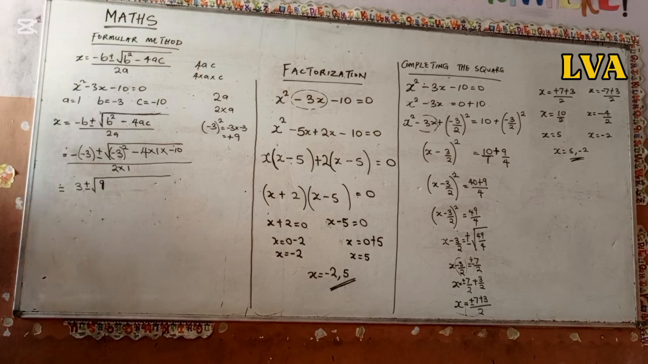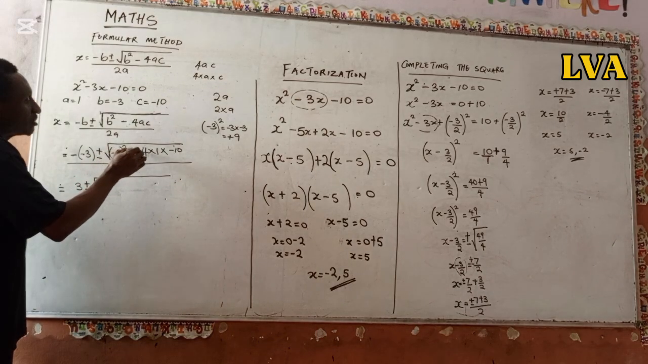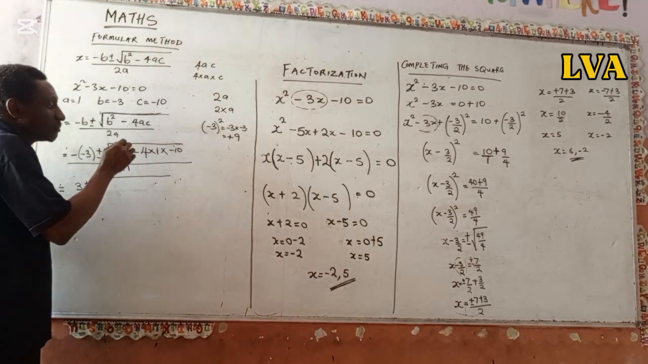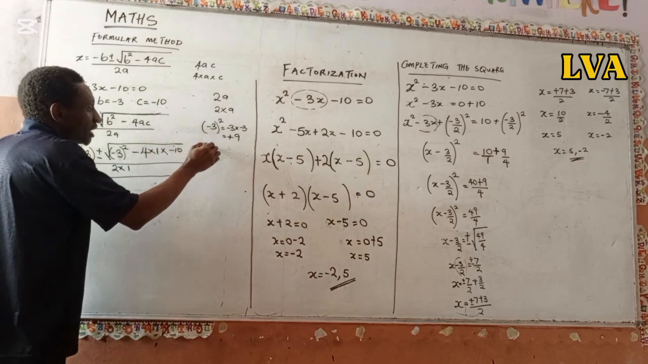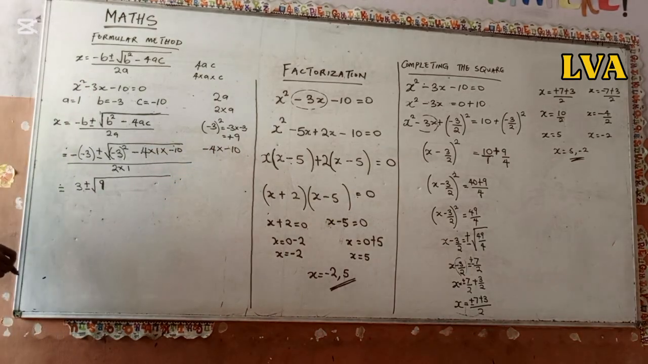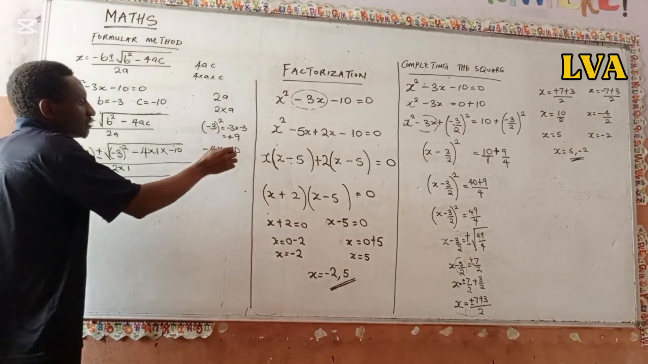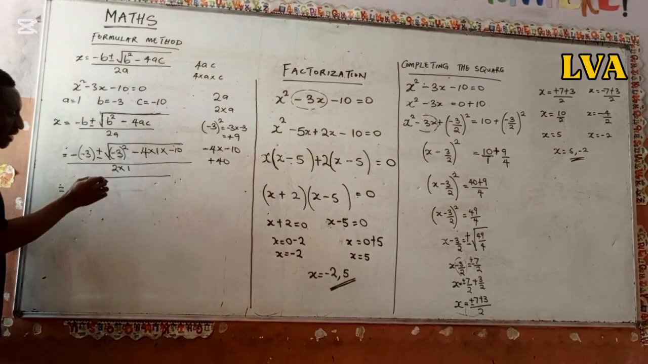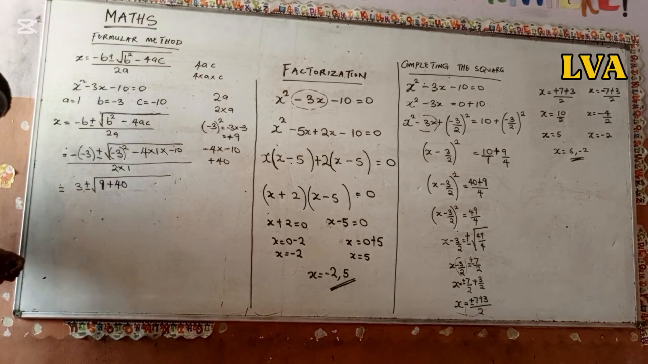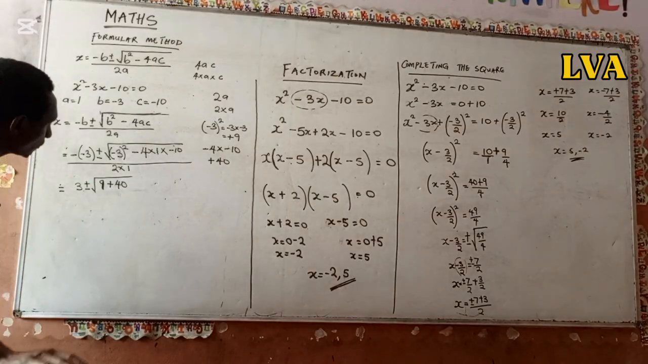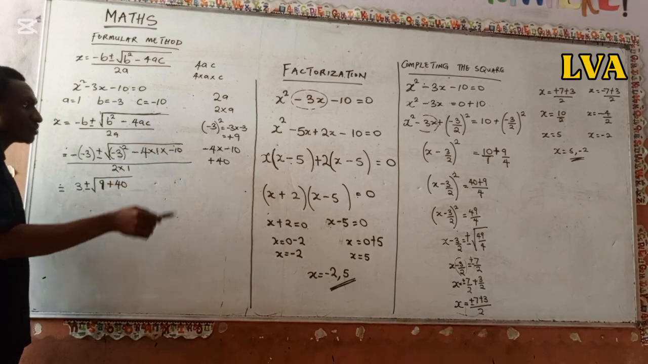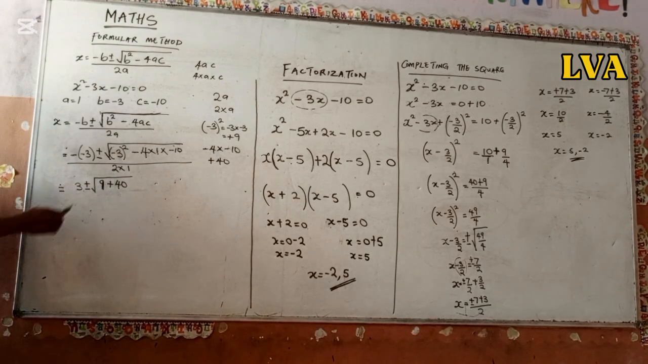Remember, if I write 9 like this, it means plus 9. Then here you have minus 4 times 1. Minus 4 times 1 is still minus 4. Then minus 4 times minus 10. See, I'm bringing it out so you see the way I'm multiplying the signs as well. Minus 4 times minus 10. Minus times minus is plus. 4 times 10 is 40. So that means I have plus 40. So minus 4 times 1 is minus 4. Minus 4 times minus 10 is plus 40. Because minus multiply minus give plus. Okay, then all over 2 times 1 is 2.